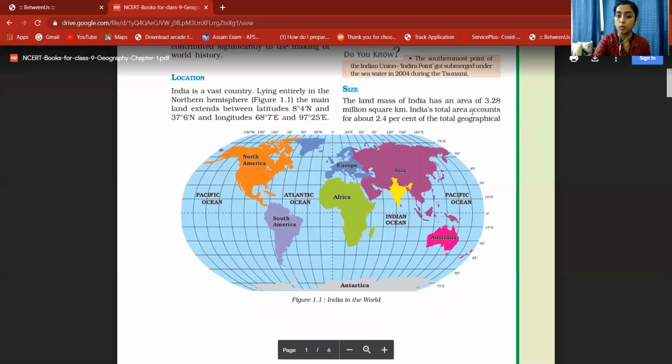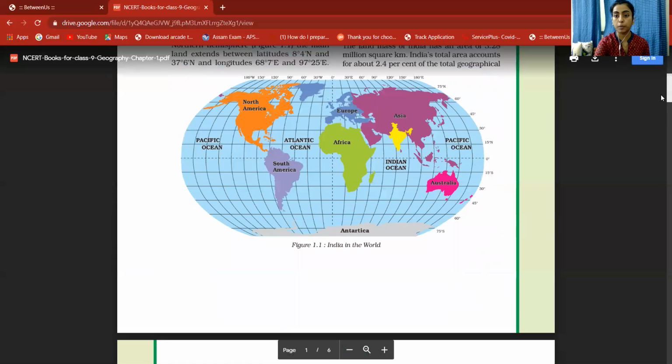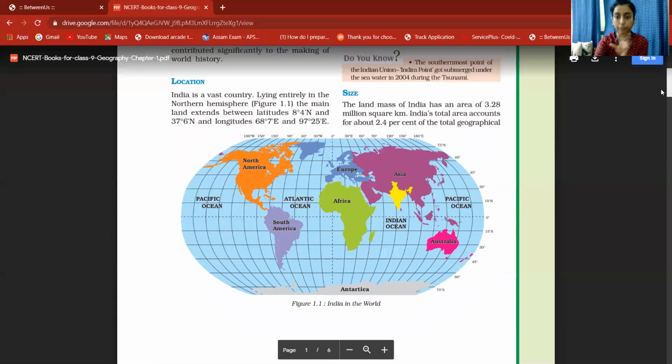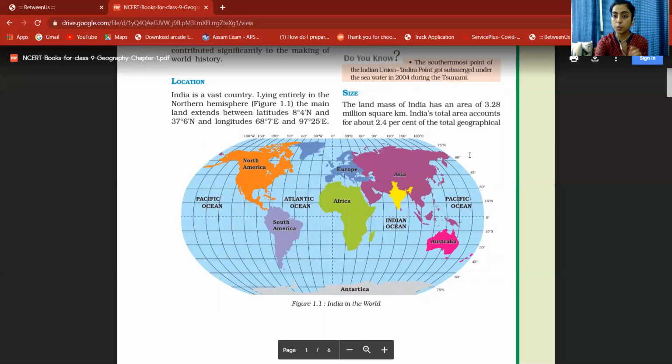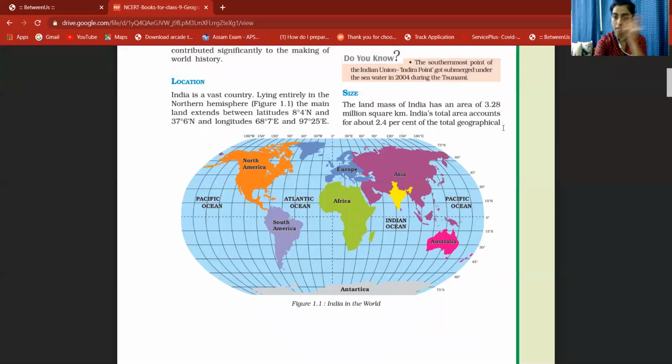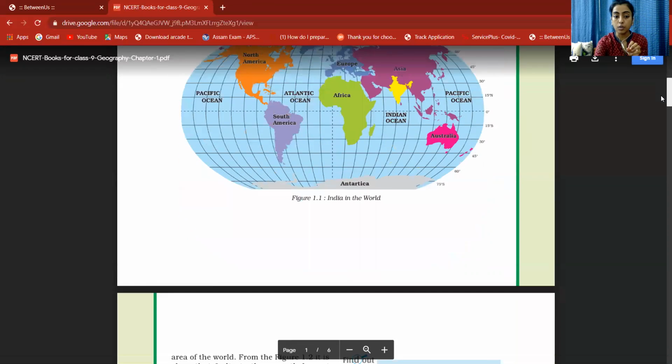Now, India's total area accounts for about 2.4% of the total geographical area of the world. So this 3.28 million square kilometer is the actual area of India, and this 2.4% is India's position or India's share in the total world. All right, the total area which it accounts for in the entire world.